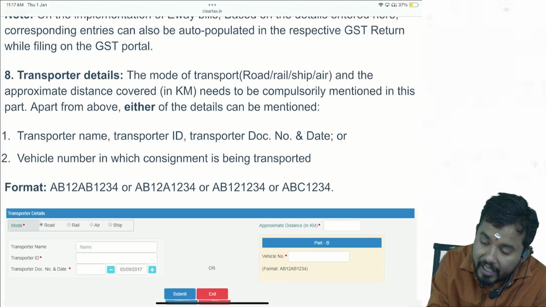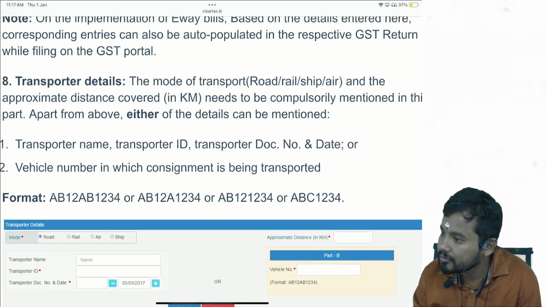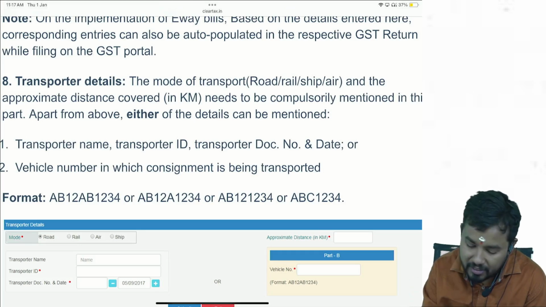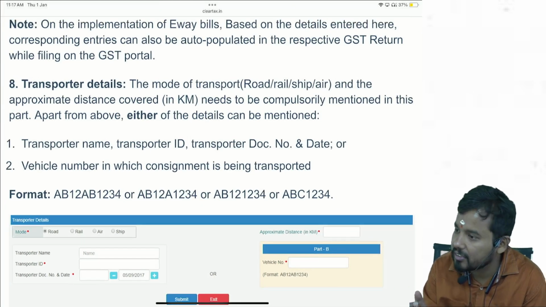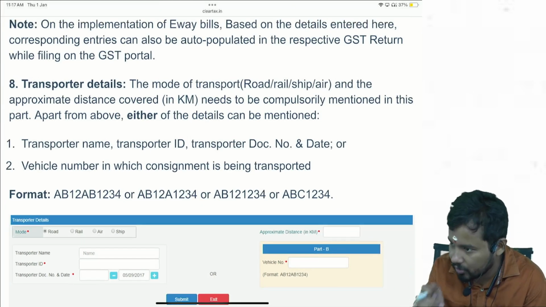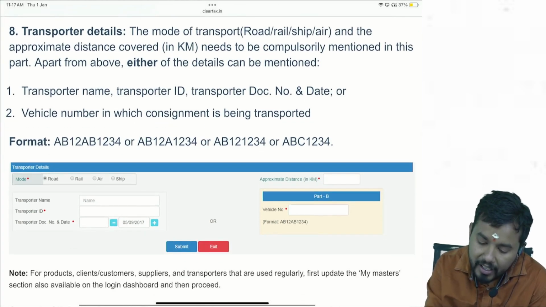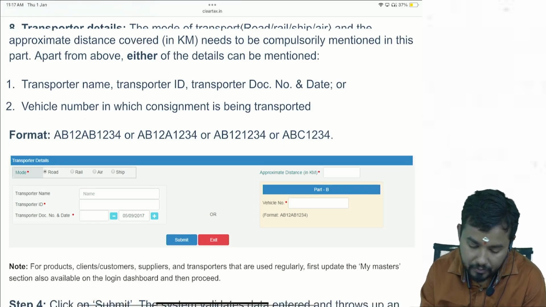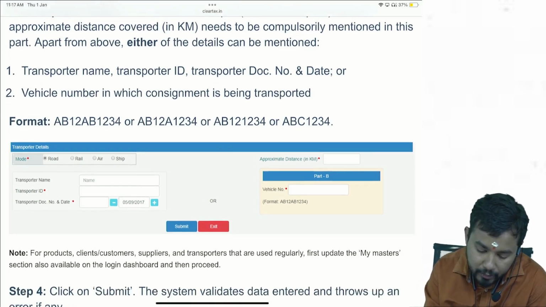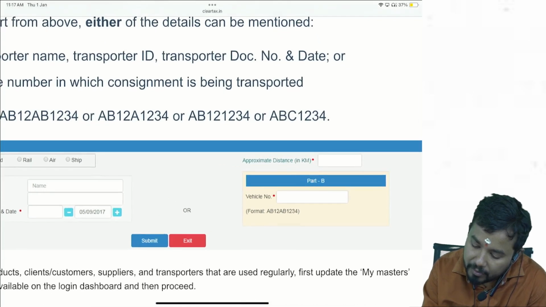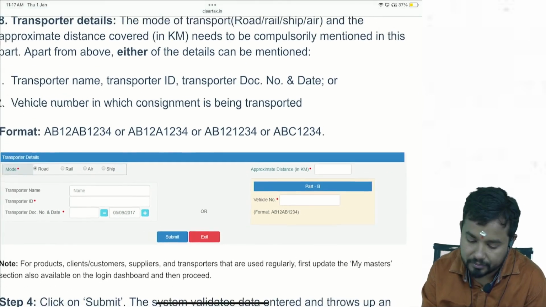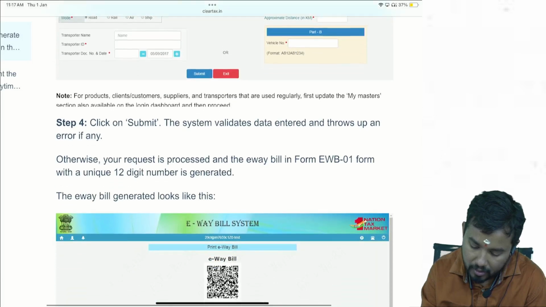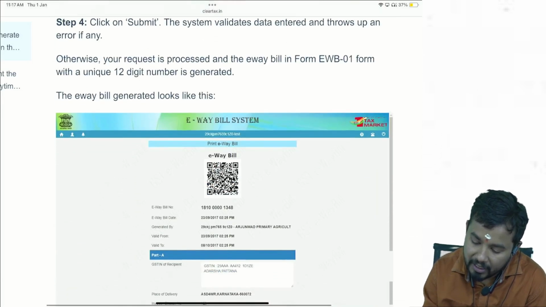See, transporter ID it is asking, no. If the transporter has a GSTN, fine. If the transporter GSTN is not there, they will have a transporter ID. That transporter ID we have to give. Vehicle number in which the consignment is being transported. So see, road I have to select, transporter name, transporter ID, transport documentation, approximate distance and vehicle number. Okay na? Click on the submit button, then the e-way bill will be generated.